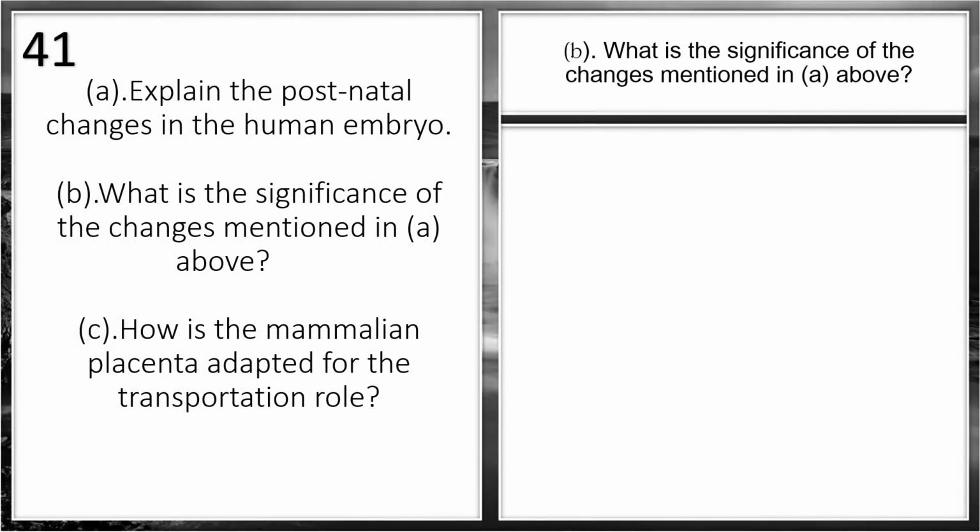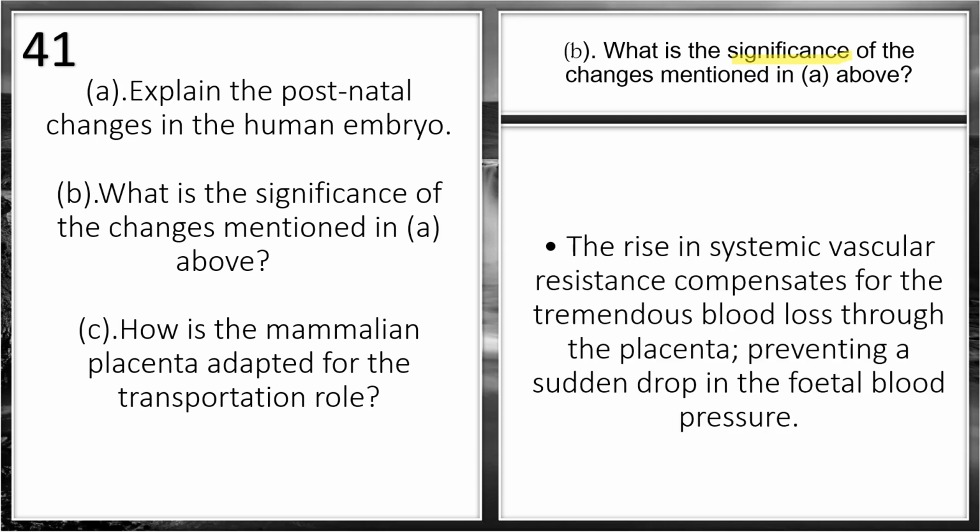Part B. What is the significance of the changes mentioned in A above? The rise in the systemic vascular resistance compensates for the tremendous blood loss through the placenta, preventing a sudden drop in the fetal blood pressure.